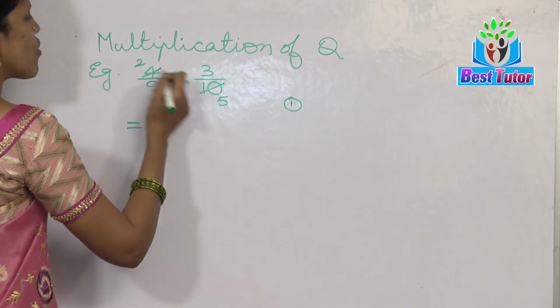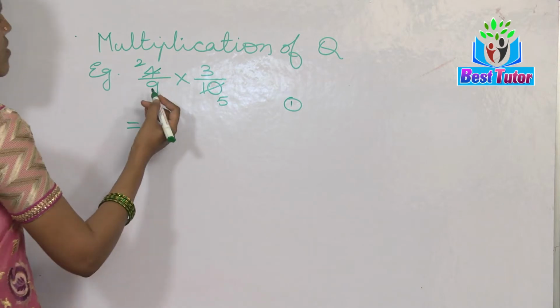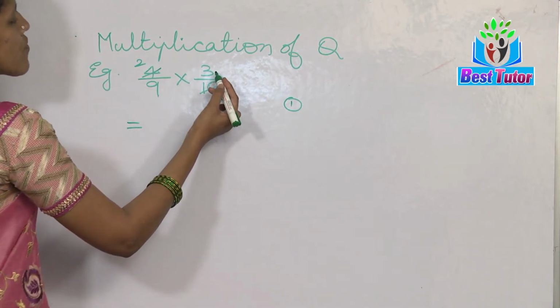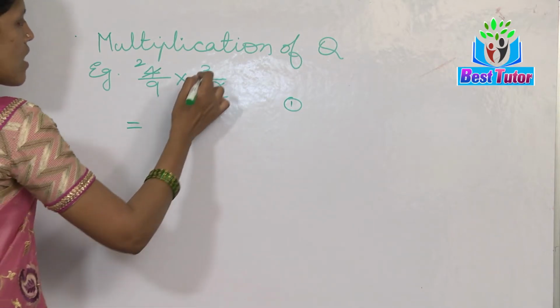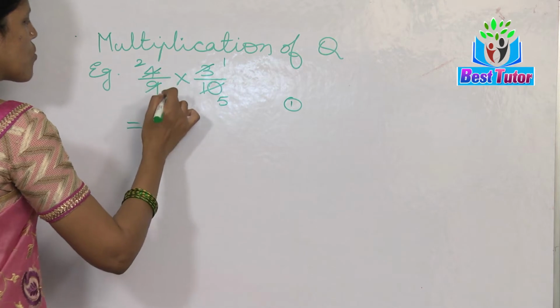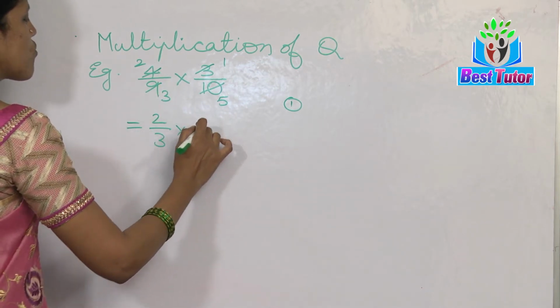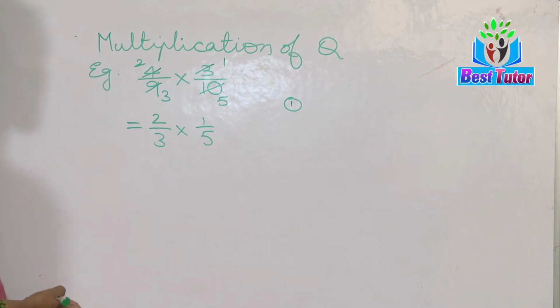So, let us cancel the common factor. 2 2s are 4, 2 5s are 10. Similarly, if we observe, the denominator of the first rational number and the numerator of the second rational number have a common factor 3. Let us cancel those also. So, we have 2 by 3 into 1 by 5. So, the first step is to cancel off the common factors.